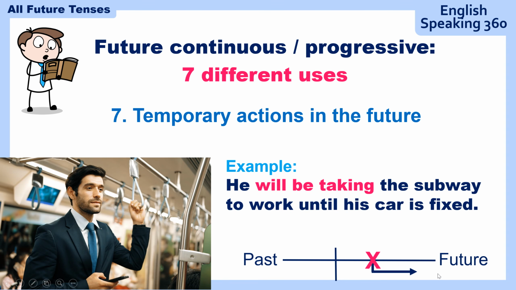He will be taking the subway to work until his car is fixed. He has a car problem and his car is being fixed at the moment. So he is taking the subway. So he will be taking the subway to work until his car is fixed. It's temporary.